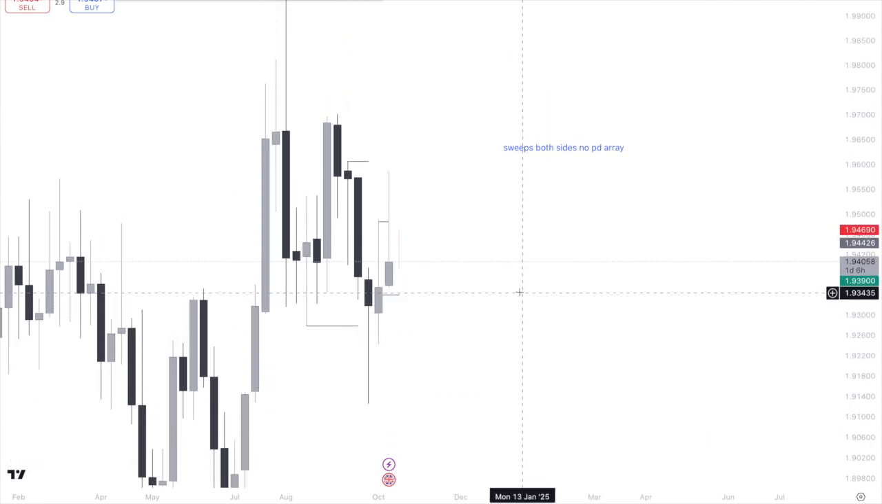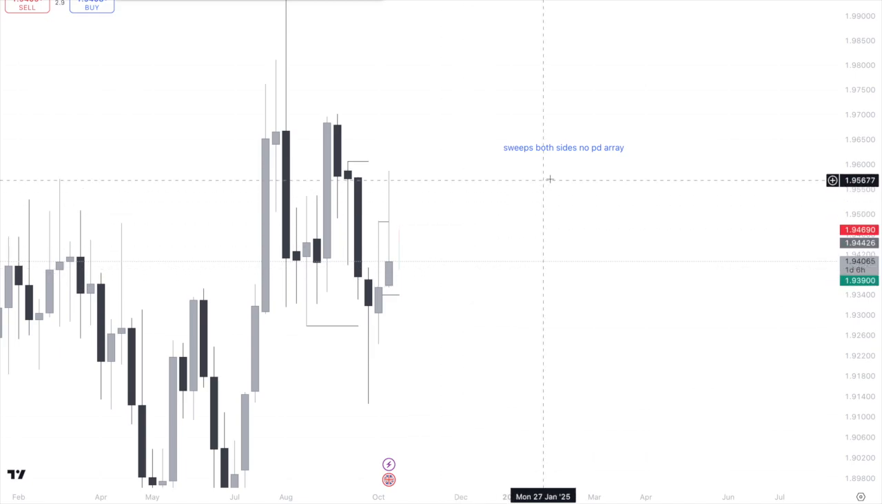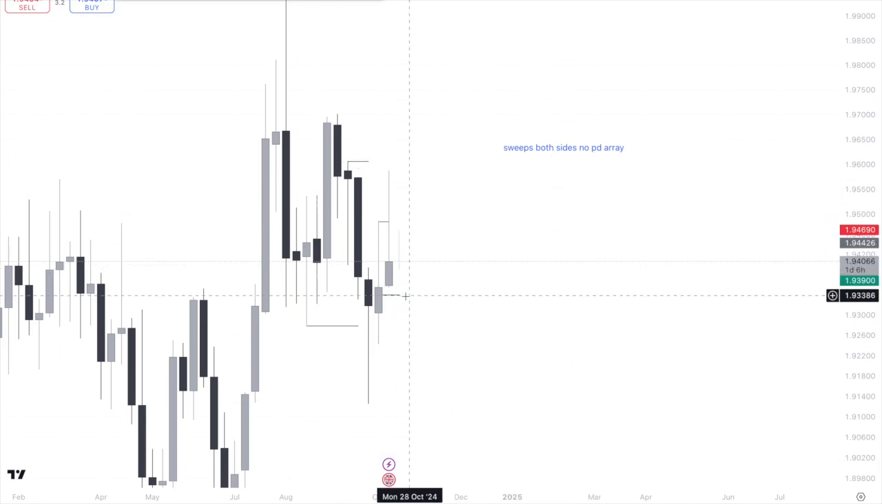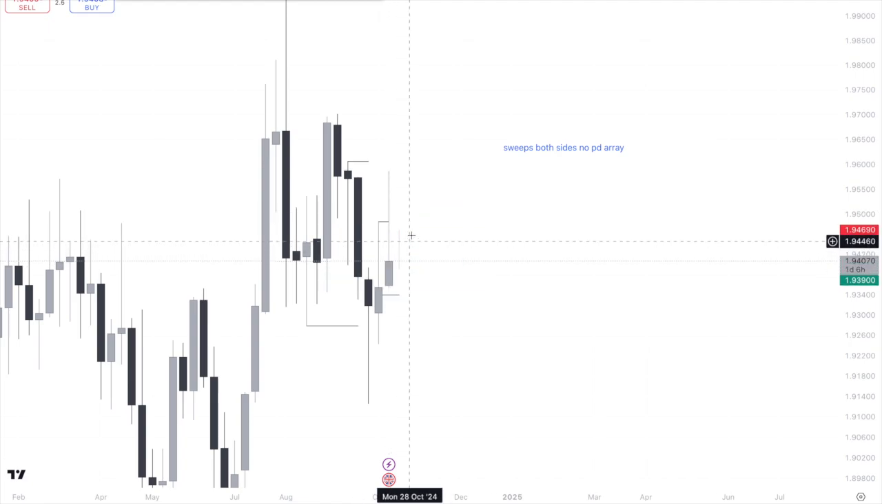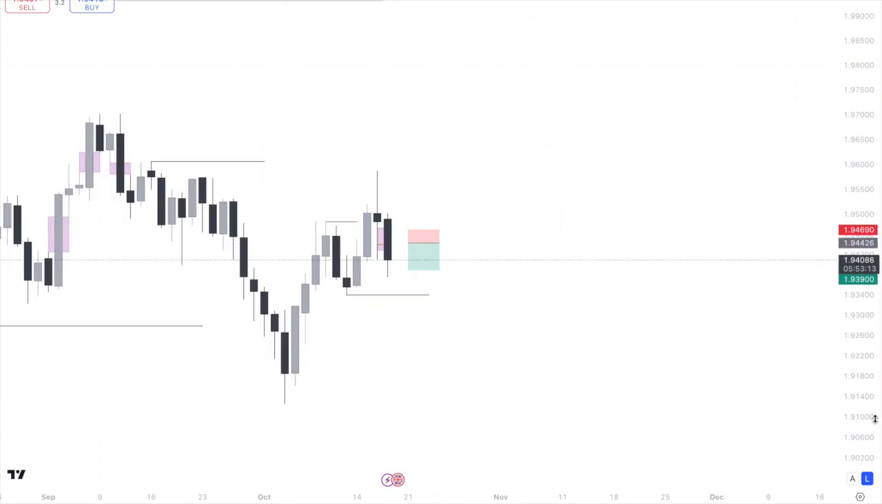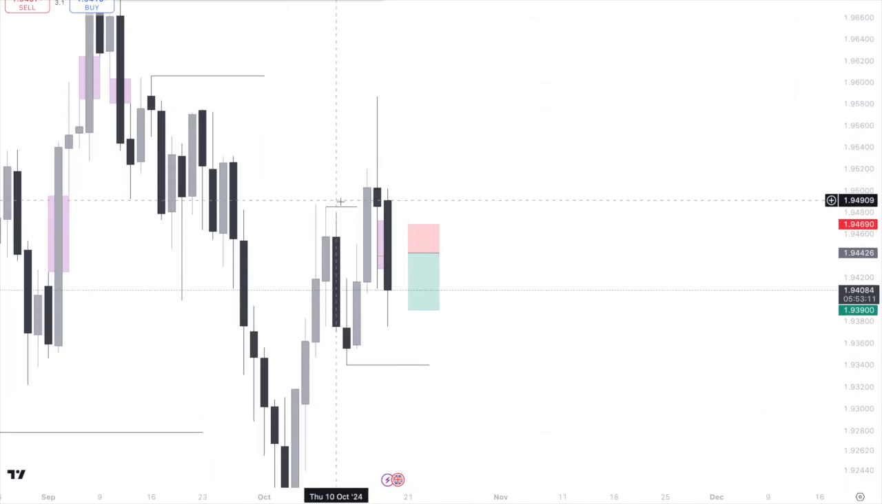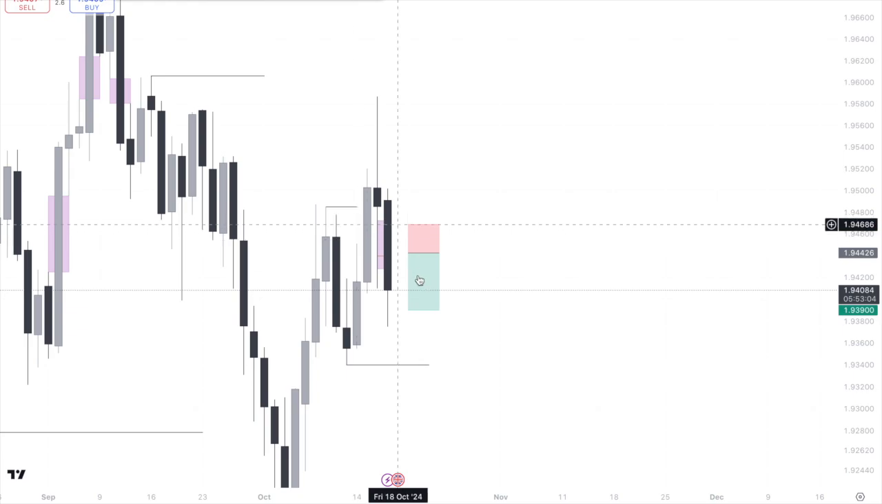The only thing to take into account is that we are sweeping both sides with no PD arrays. So we swept this weekly low, seemed to follow through as we're not coming back to this low, and then we swept this weekly high. And yeah, that's as far as we get on the weekly. Then on the daily, the most recent one here, the sweep of this weekly high, we didn't even create a fair value gap, which shows weakness, and that we could continue lower.